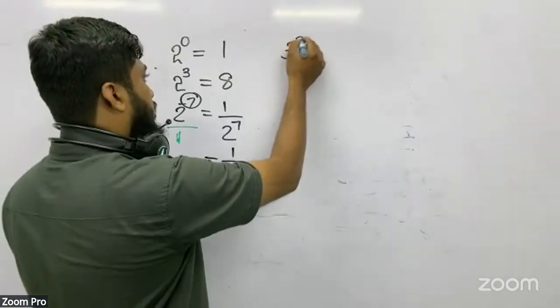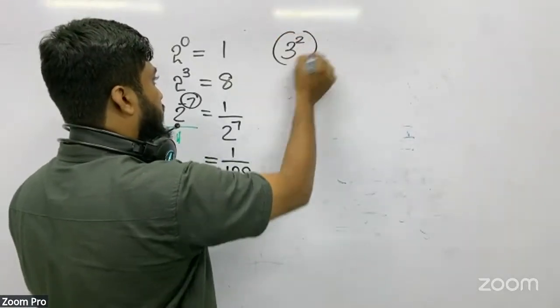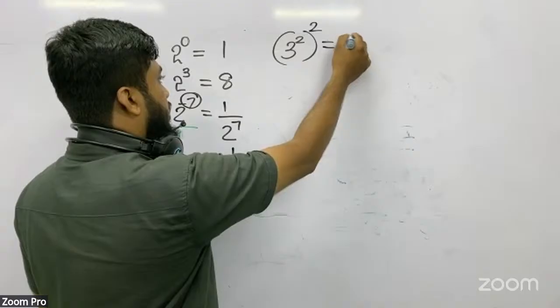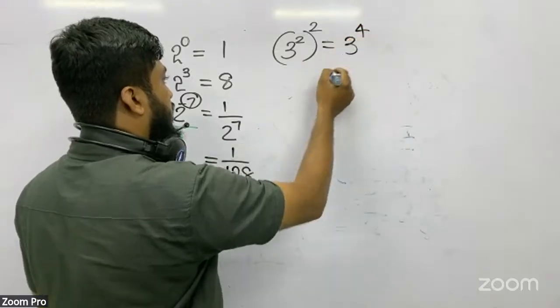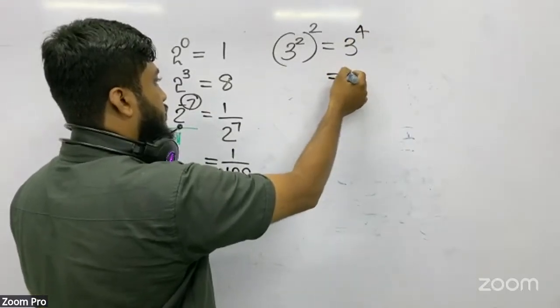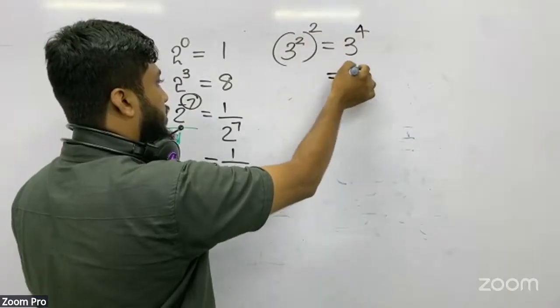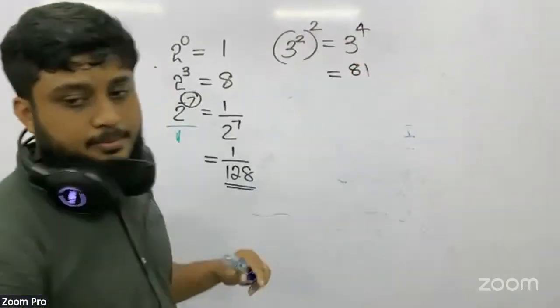Next one, 3 to the power 2 times 2. What do you get here? 3 to the power 4. 3 to the power 4 is how much? Again, whatever is here you have to multiply. 3 to the power 4 is 81.